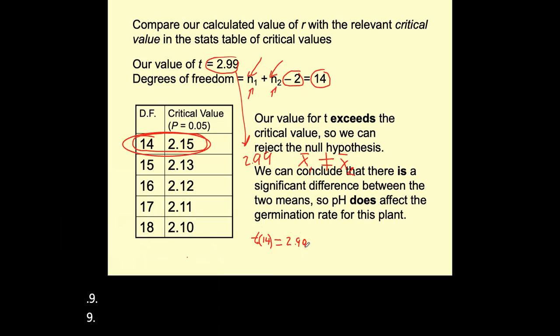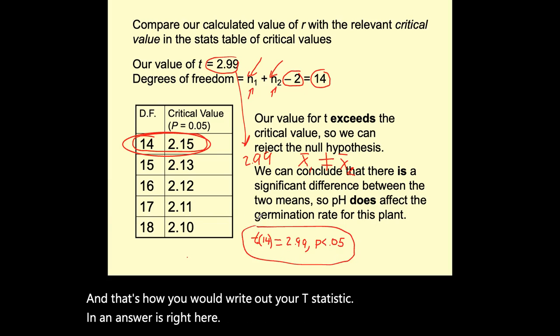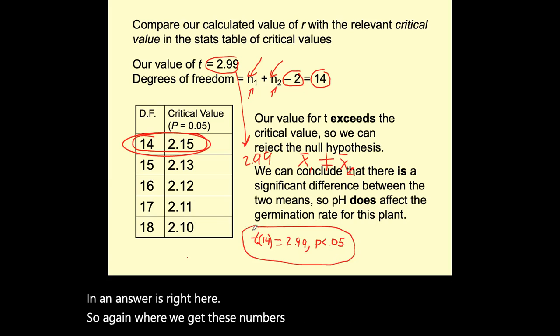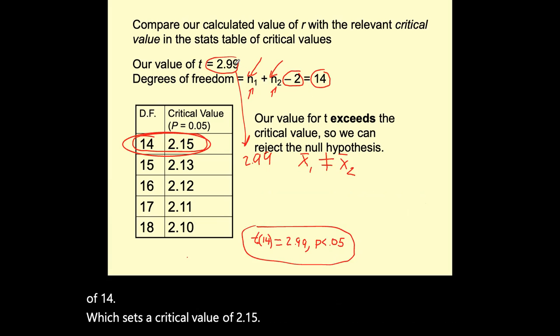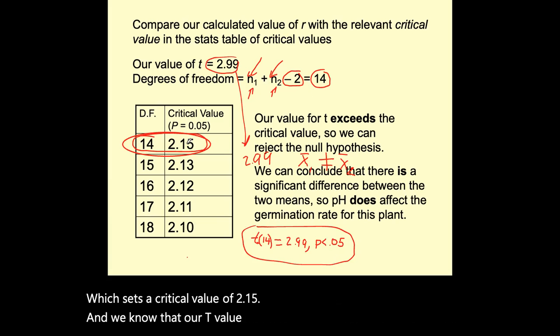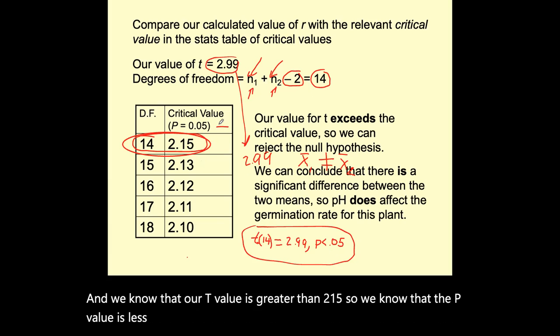2.99, p less than 0.05. And that's how you would write out your t statistic in an answer right here. Okay, so again, where we get these numbers, we get t with degrees of freedom of 14, which sets a critical value of 2.15. And we know that our t value is greater than 2.15. So we know that the p value is less than 0.05 because it's greater than the critical value.